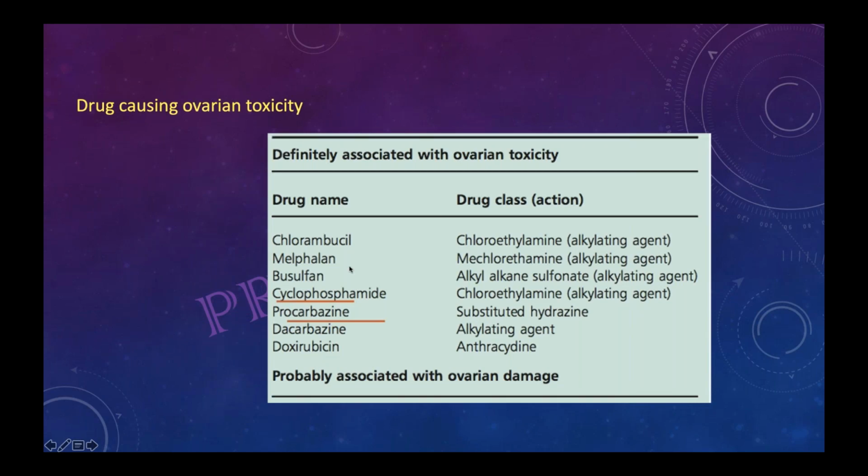Now these are the drugs that cause ovarian toxicity. There are so many drugs, but just remember cyclophosphamide, that is the alkylating agent, and procarbazine.